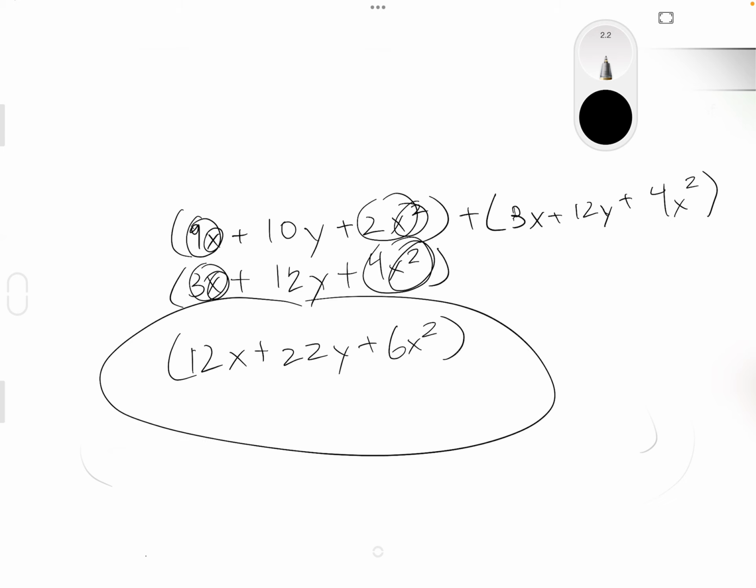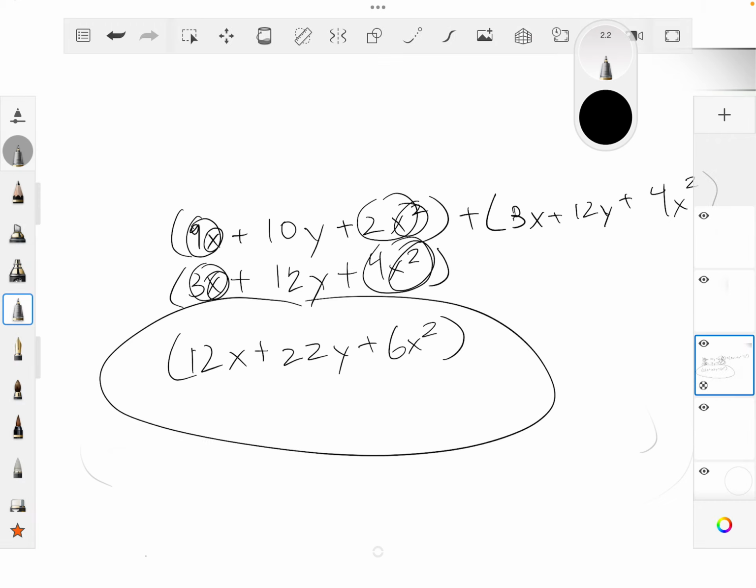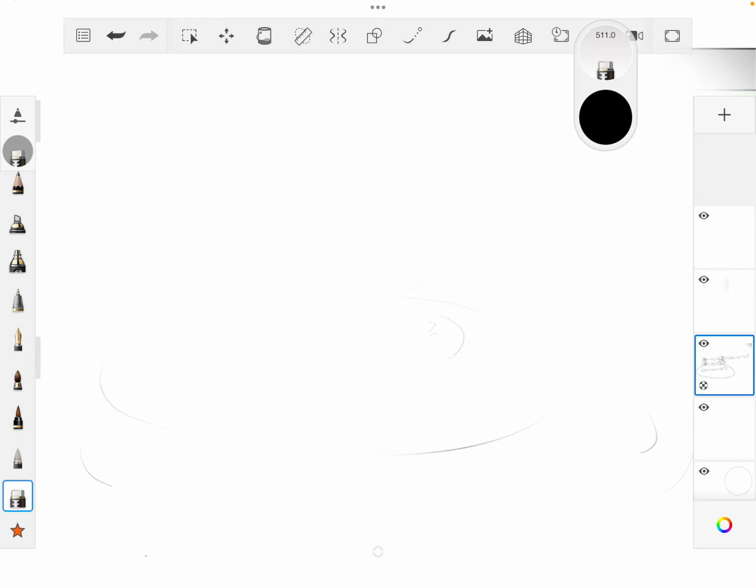Now this is going to get much more simple than that when adding polynomials. So here, let me just do one that's slightly more difficult.